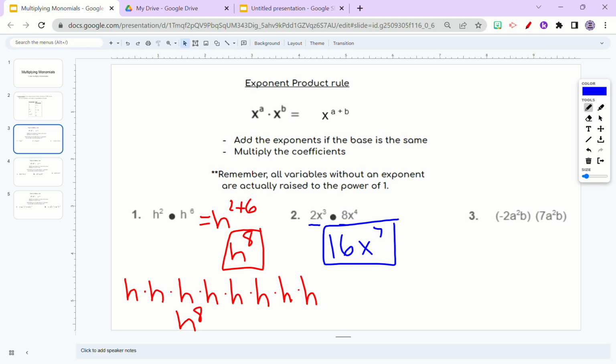Next, we are going to take our coefficients here. Negative 2 times 7, we get negative 14. We are going to take a and then raise it to the sum of the exponents. So 2 plus 2 is 4. And then we have b, and don't forget there are 1's attached to these b's. So 1 plus 1 is 2. All right, so now we have negative 14, a to the 4th power, and b squared. So multiply the coefficients, keep the base, and then just add the exponents.